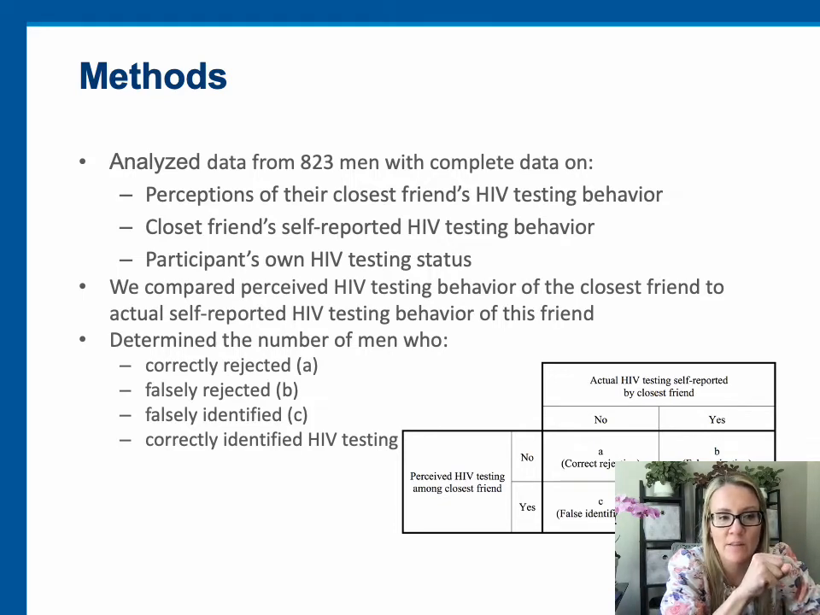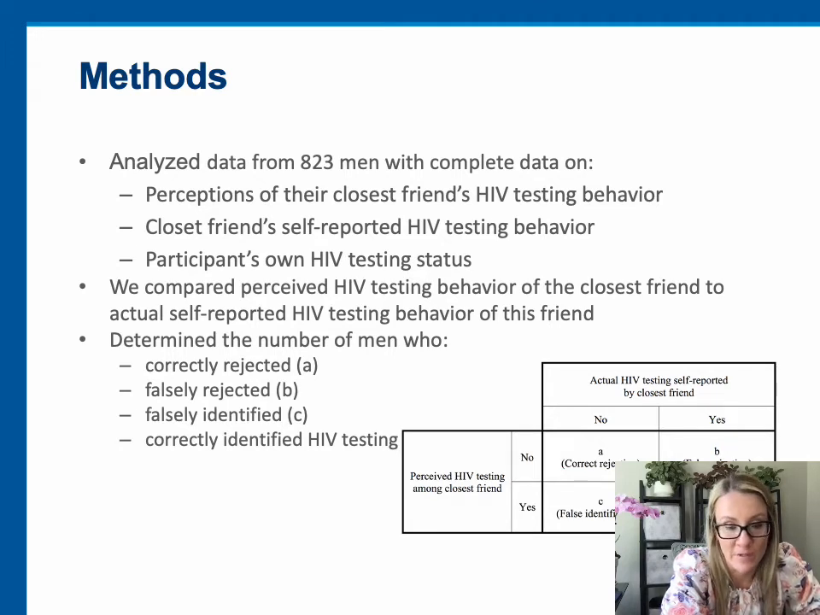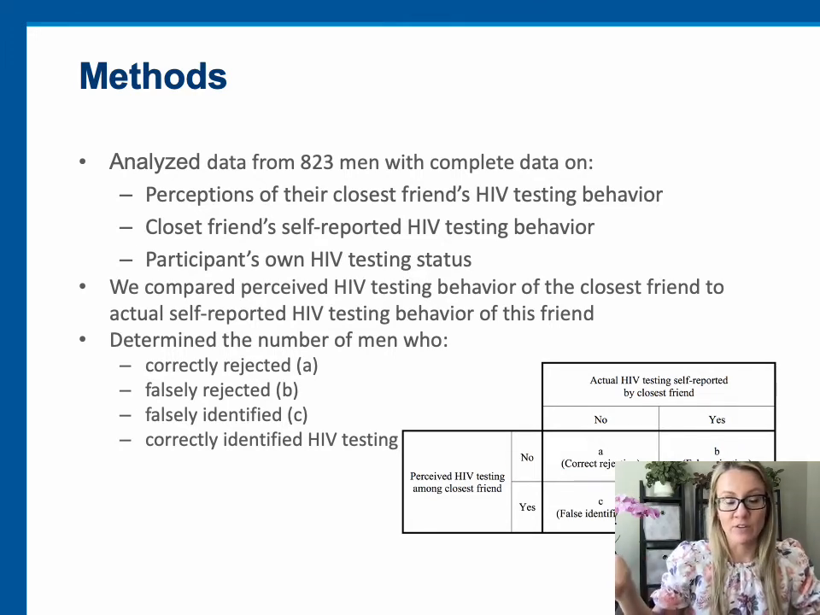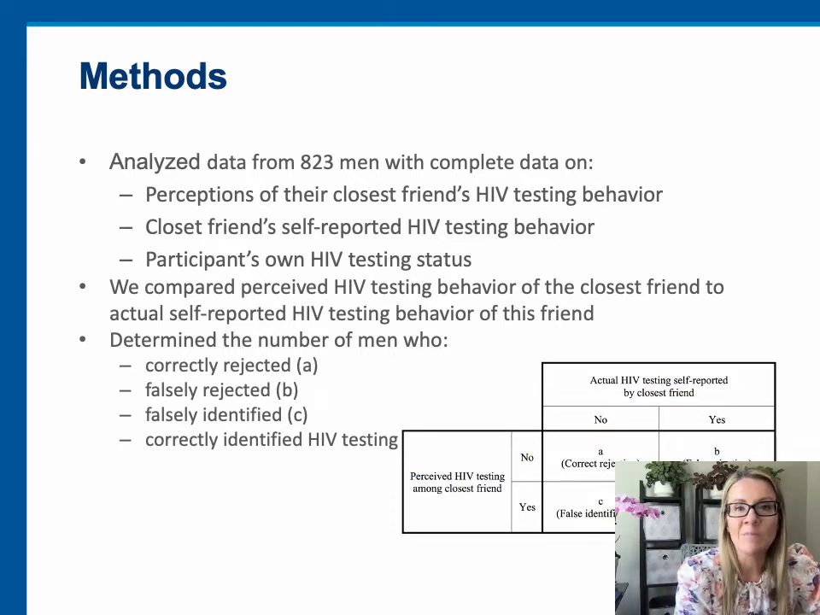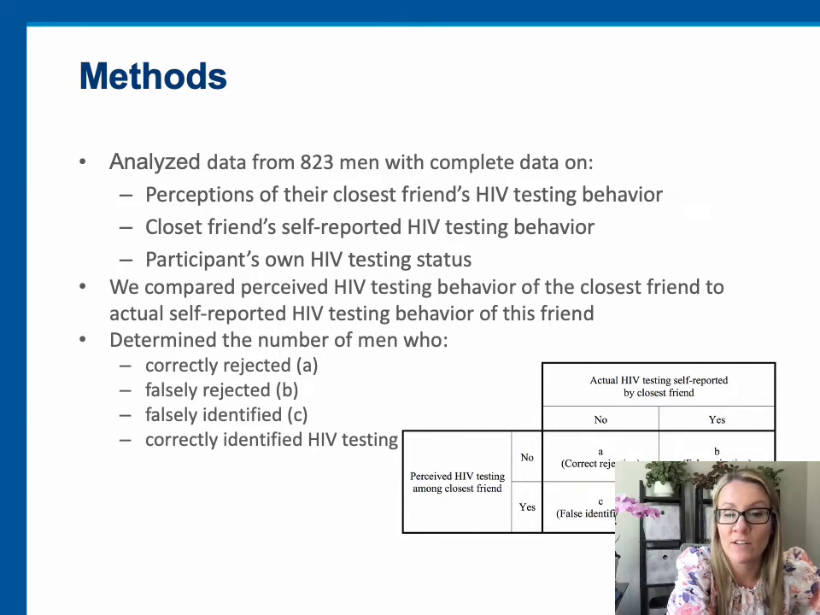The first is that they correctly rejected HIV testing in their friend. When asked, do you think your best friend has tested for HIV, the participant says no. And then when you ask the actual best friend in another interview the next week, have you ever tested for HIV, they say no. So there's a match, a correct rejection. Or they falsely rejected: you ask them and they say no, and then when you ask the friend, they say yes, I've tested. Or they falsely identified: the participant says yes, I think my friend has tested, but it turns out the friend hasn't. Or they correctly identified HIV testing: there's concordance in perceiving yes, and that being accurately reported by the peer as yes, indeed, they have tested.